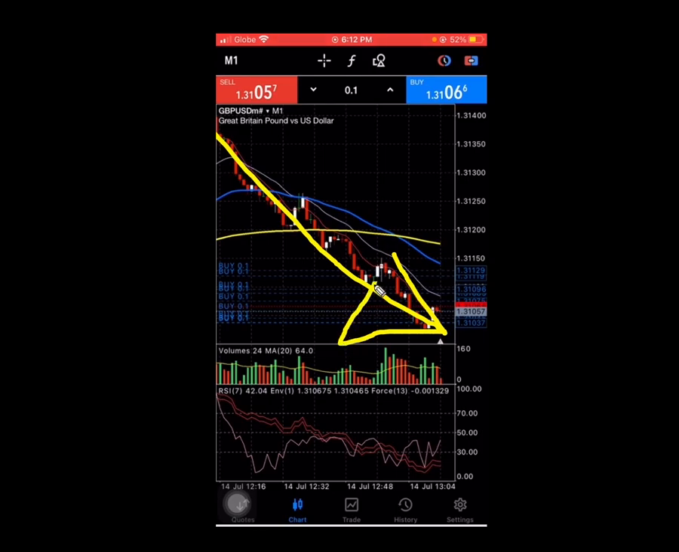Yes, that's the trend. We are doing the opposite. Instead of going down, we want to move up. We want the price to move up. And our strategy is a combination of cost averaging and smart entry.